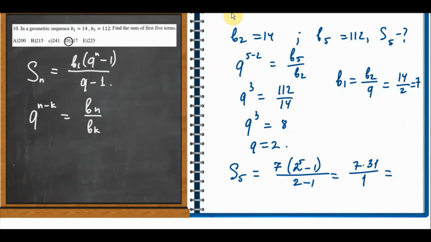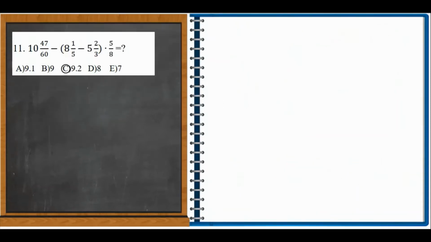So 7 times 3 is 21. 217 is the correct answer. Number 11. Number 11 is just a calculation problem. Note that here we will not use any calculator. Calculator is not allowed in this exam. So let's copy the question.